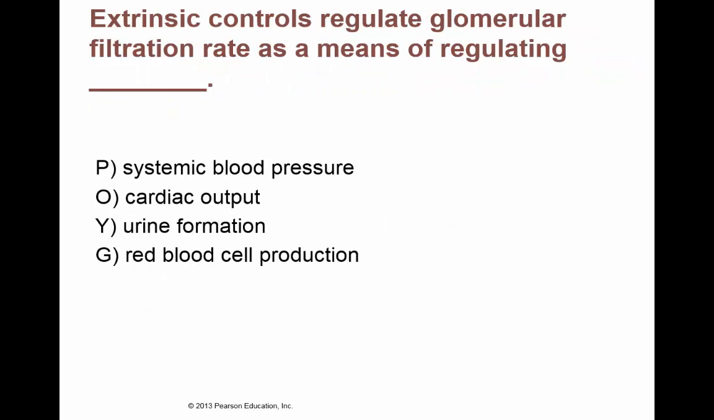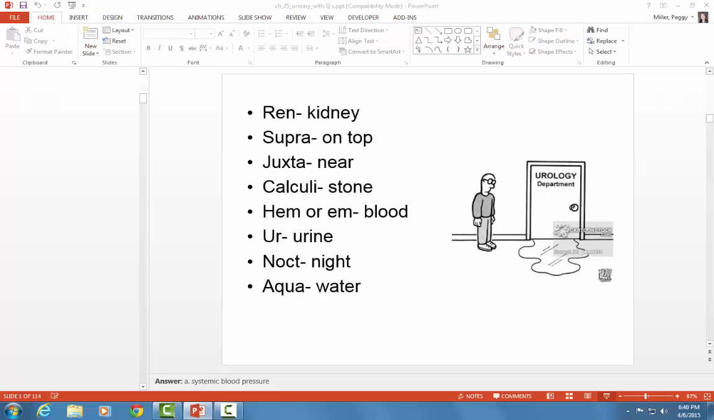The extrinsic controls regulate glomerular filtration rate as a means of regulating what? It maintains systemic blood pressure. So the extrinsic control wants to maintain blood pressure. The intrinsic control wants to maintain that glomerular filtration rate.